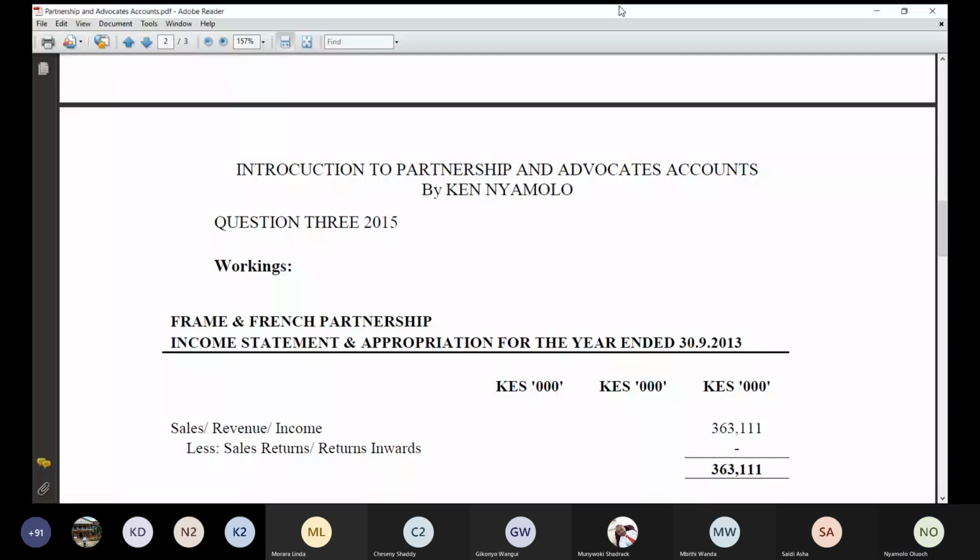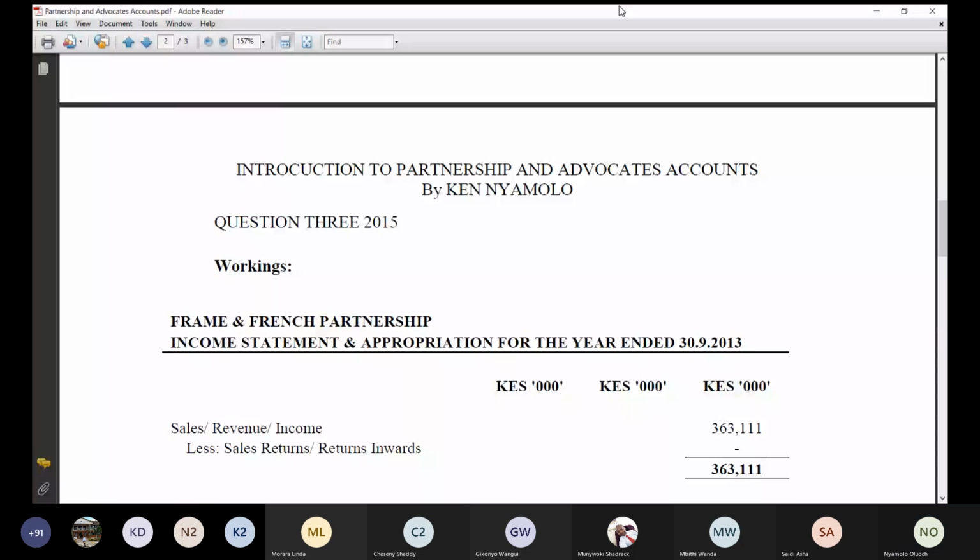Interest on capital is not calculated, you are expected to calculate. That is 5% of the 100,000 by Frame, and 5% on the 75,000 that has been brought by French. Are we seeing those capital accounts on page 4 of 6?